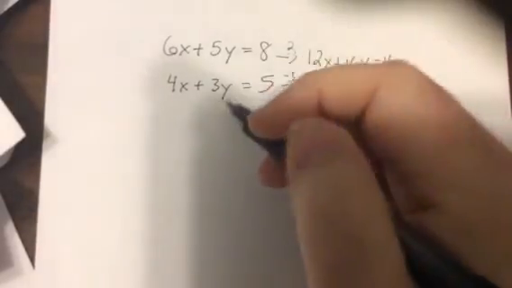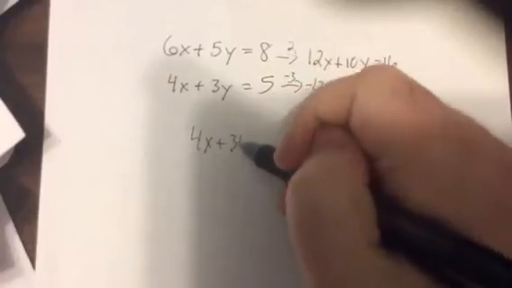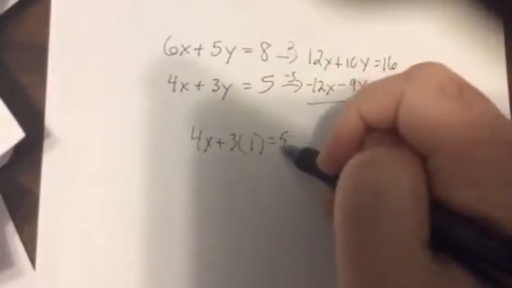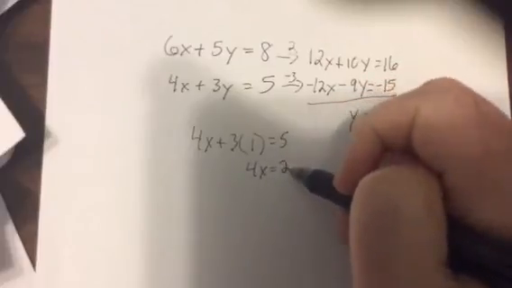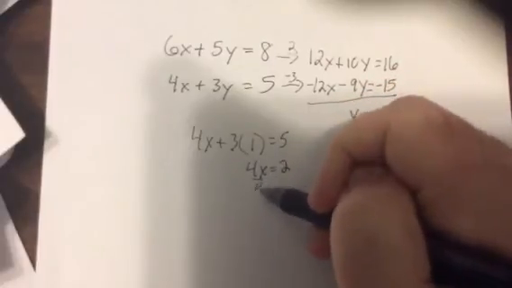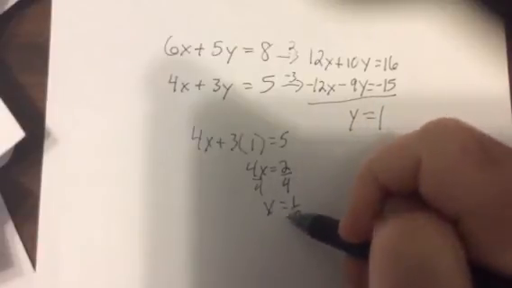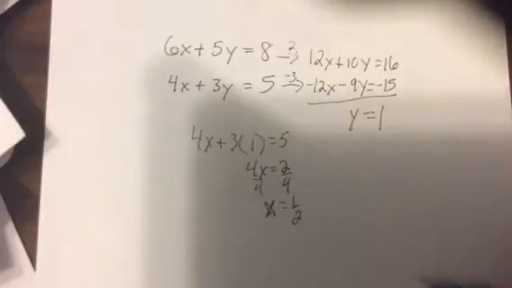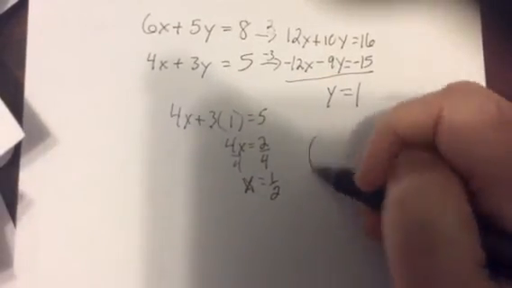So, okay, put that back in here. So it'd be 4x plus 3 times 1 equals 5. Subtract 3. 4x equals 2. Divide by 4. Reduce it, x equals a half. Oh no, a fraction, it must be wrong. Nope, that's not true. It's okay to have fractions as answers.